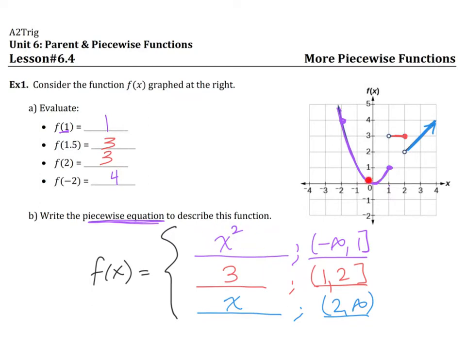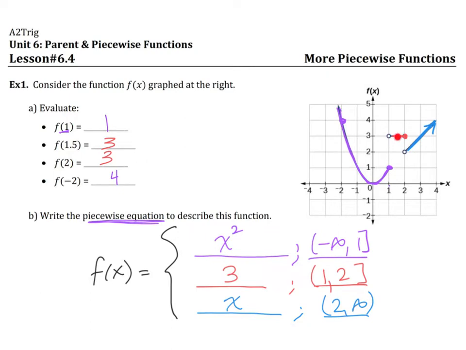Well, this purple part of the function, that's part of the parabola. So from negative infinity, it stops at 1. This is part of a parabola. The vertex is here at 0, 0. It went right 1, up 1, left 1, up 1, left 2, up 4. So it's just my basic x squared function.